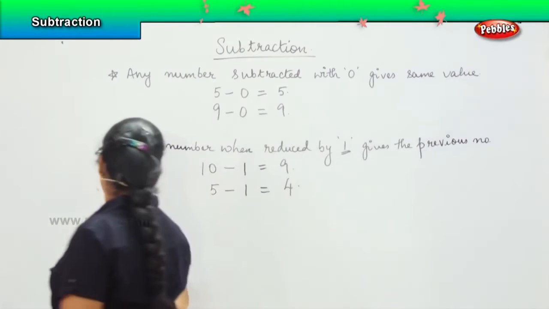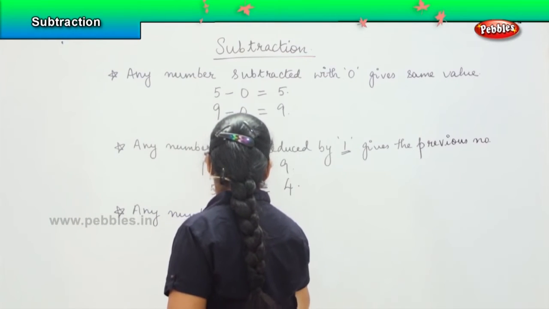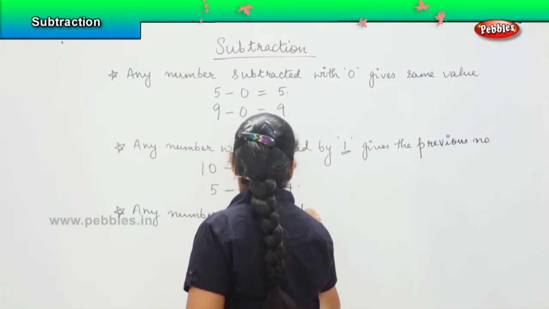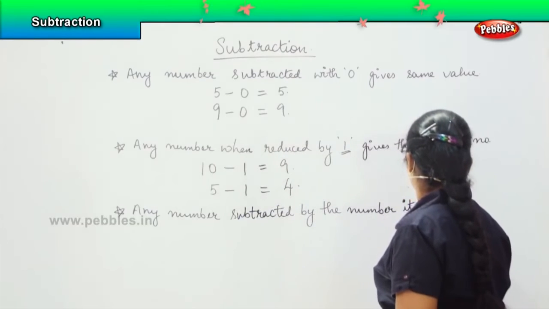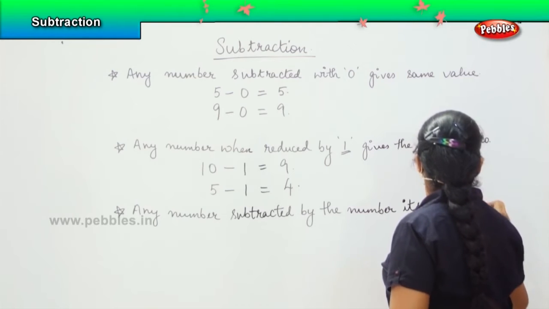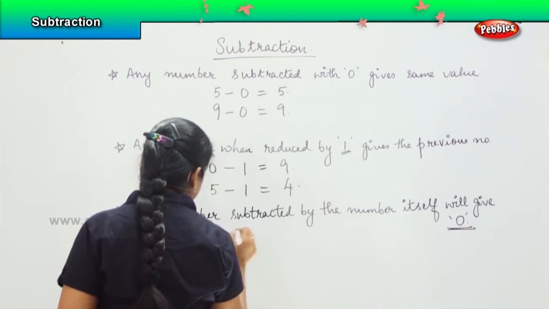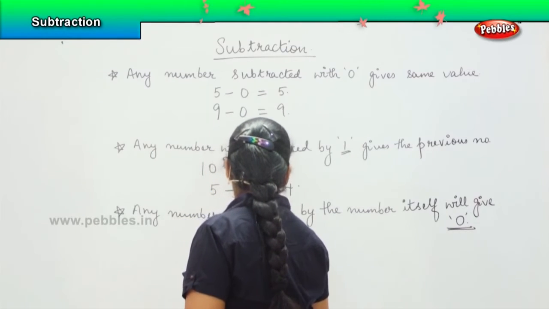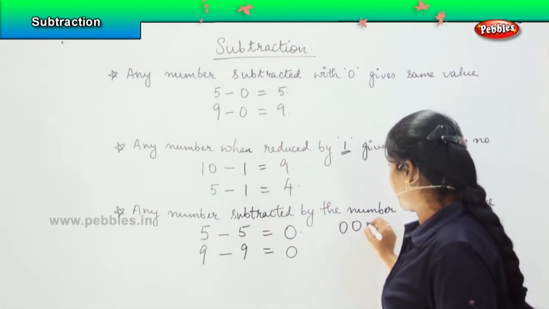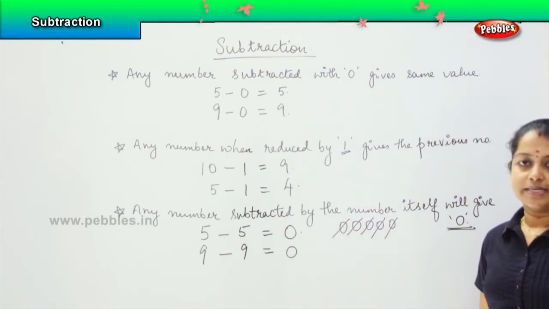Okay. The next rule says that any number subtracted by the number itself will give 0. So, what does this mean? Any number subtracted by the number itself will give 0. For example, if I reduce 5 from 5, the answer will be 0. If I reduce 9 from 9, my answer will be 0. It's as simple as that. You have 5 balls with you and someone took all the 5 balls from you. What is the answer? Answer is 0.